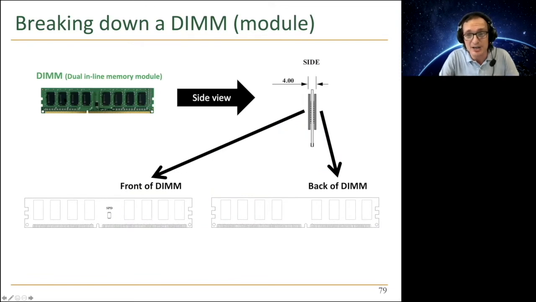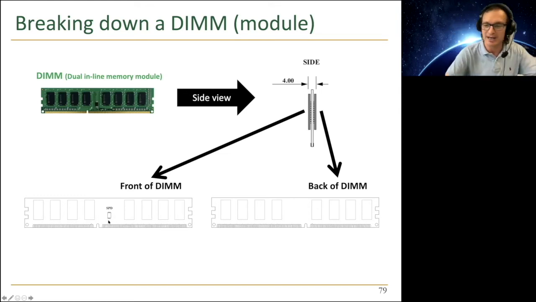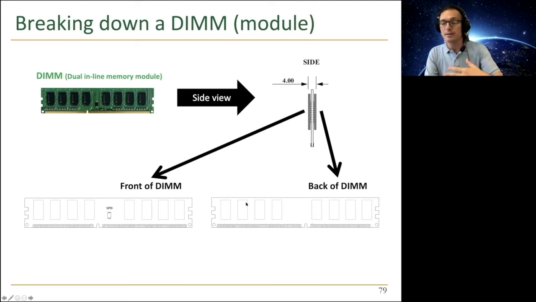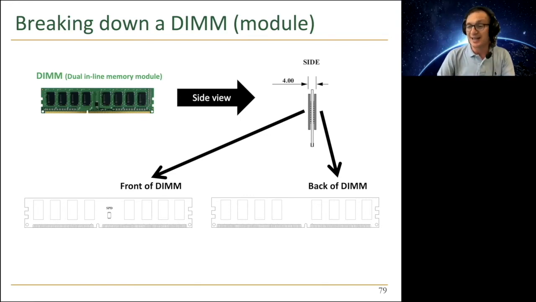So you can see that the module consists of chips, right? And there's a front and back. It depends on how the module is constructed. There's a programmable chip over here also that the memory controller reads to understand what kind of memory it's dealing with. We're not going to go into that. But you can see that the module has 8 chips in this case, and on both the back side and the front side. And again, there's a reason for it.